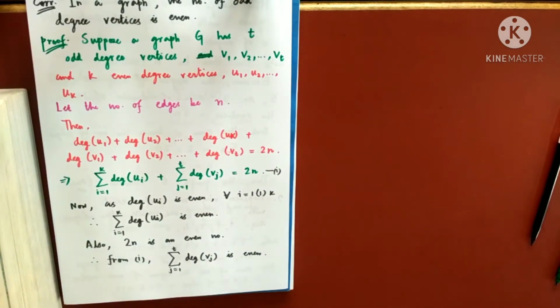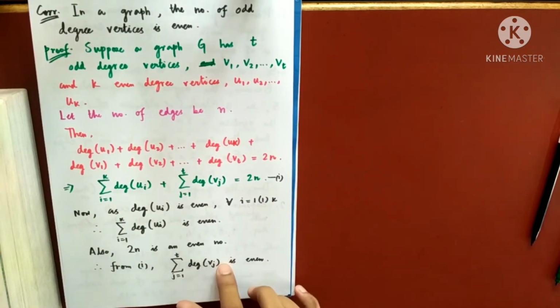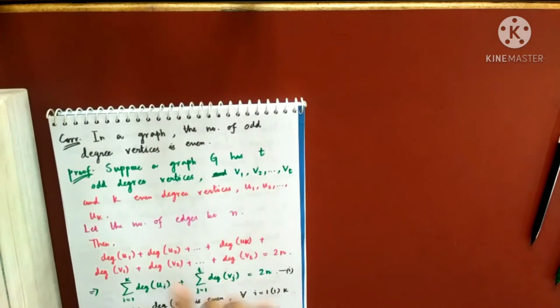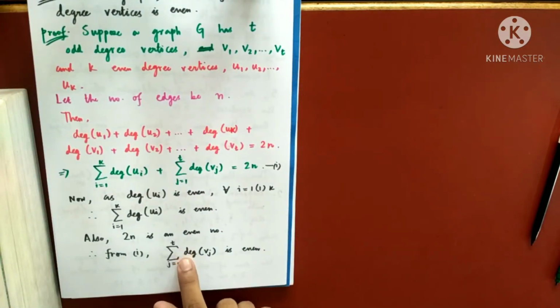Now we know that the sum of odd numbers, odd number of times, is odd. You know this. If I am adding up odd numbers an odd number of times, that sum is going to be odd. So that is very simple. Remember, each degree of Vj is an odd number. Due to my assumption, these are odd degree vertices. So these are odd numbers.